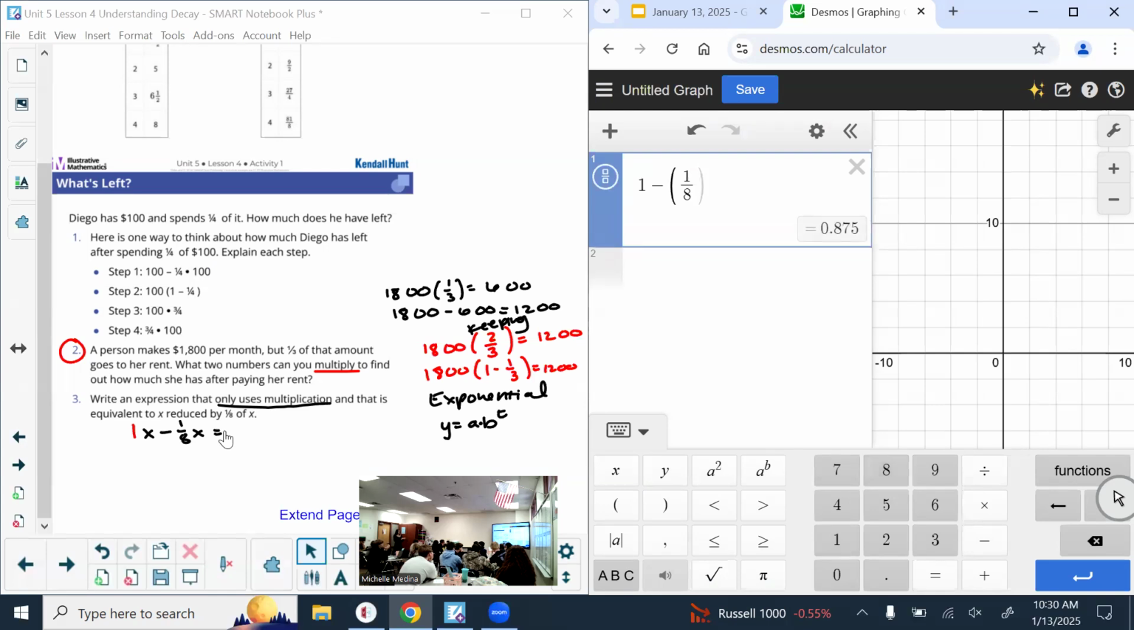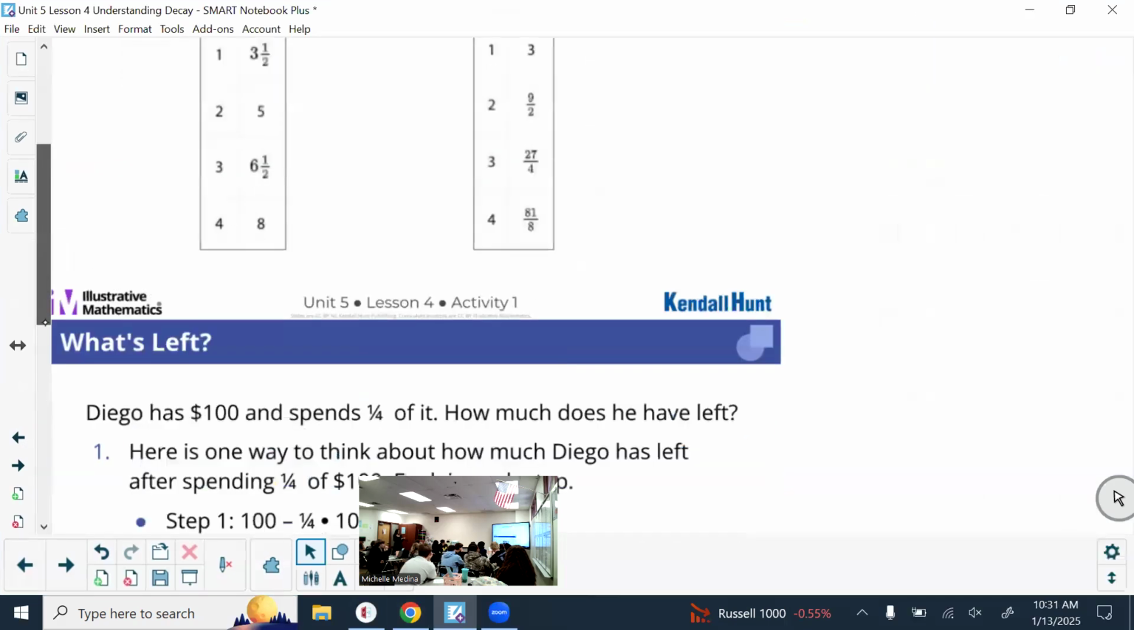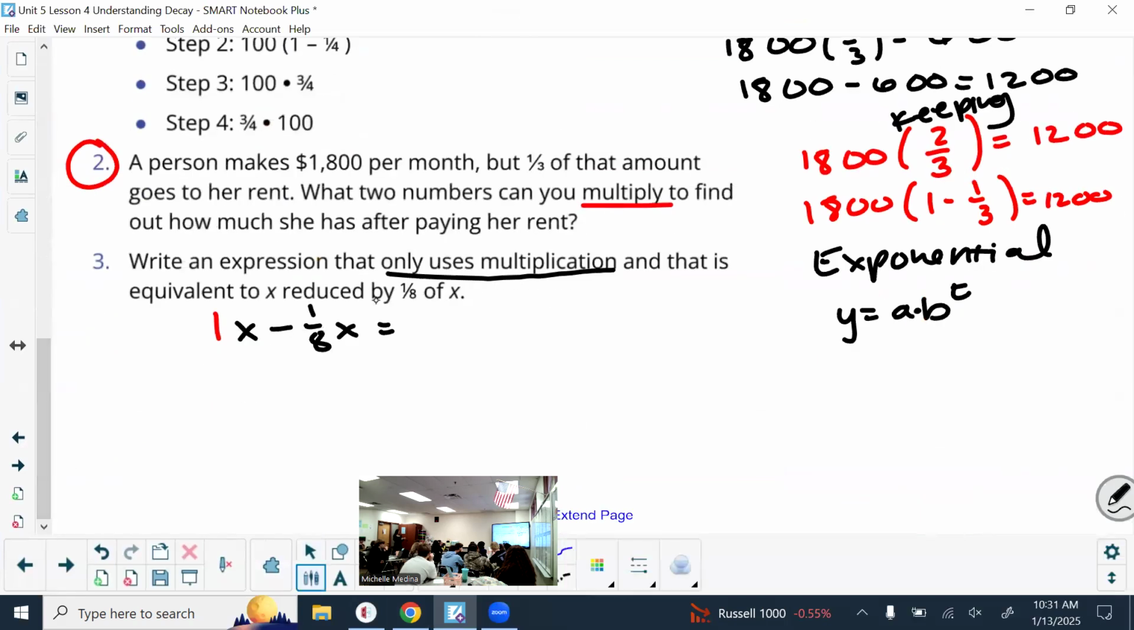1 minus 1/8 is this as a decimal, but this as a fraction. Almost all scientific calculators and graphing calculators have a decimal to fraction button. So 1 minus 1/8 is 7/8. And since these are like terms, I can subtract them. And then the x is still there. So this would be just multiplication, right? It's 7/8 times x. And it's equivalent to what we have.